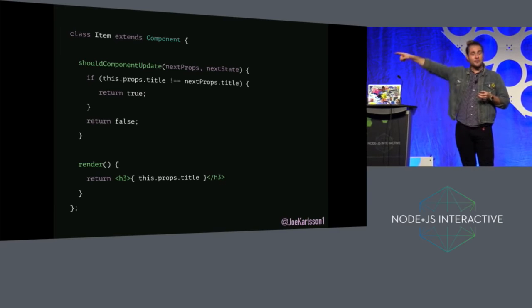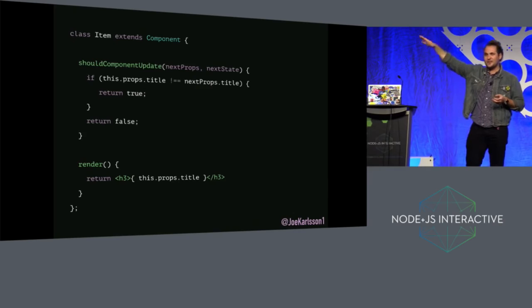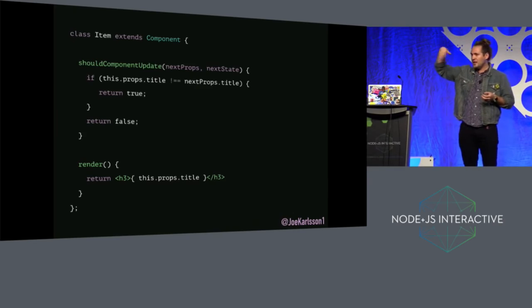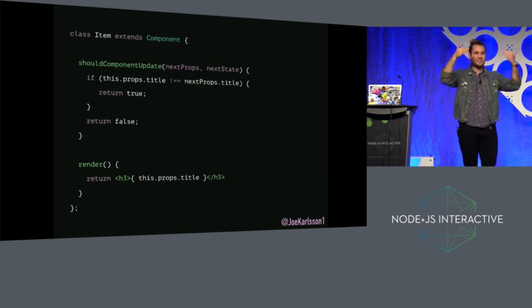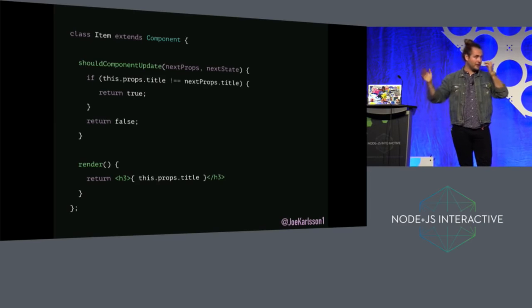For this example, I'm only showing the title from this. There could be other things like unique IDs or dates or other data going through it. And I actually only care if the title changes. If the thing that the user is seeing changes, let's re-render it. Everything else, let's ignore it, right?